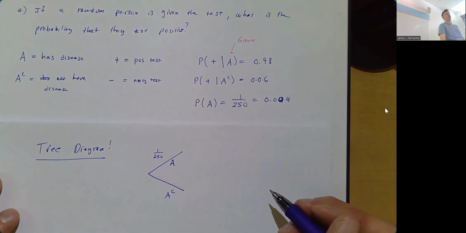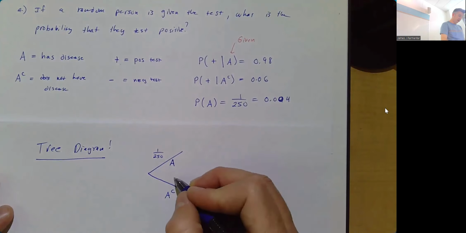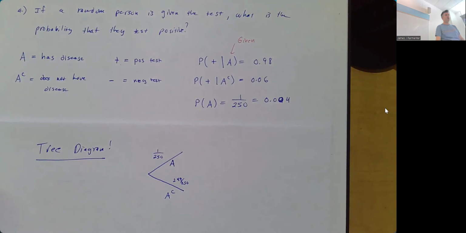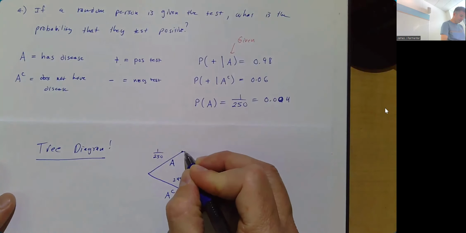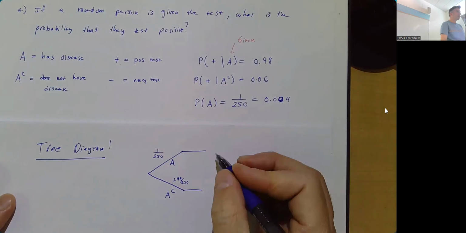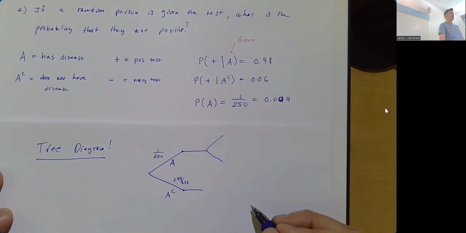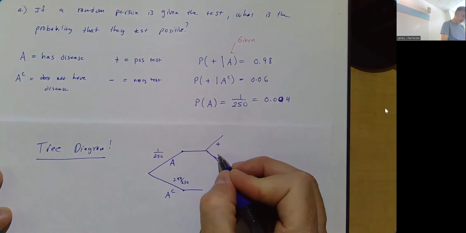Okay, if you know the probability of them having the disease is 1 out of 250, what's the probability that they don't have the disease? Right, 1 minus that, 249 out of 250. Great. Now we branch. If you have the disease, there are two possible things that can happen when you test. You can either test positive or test negative.